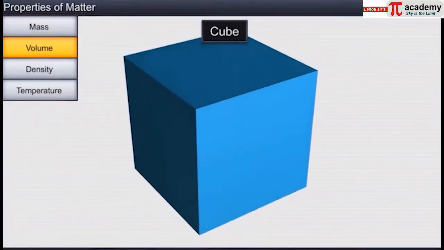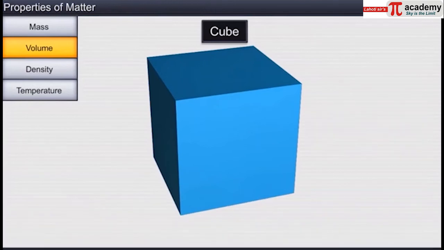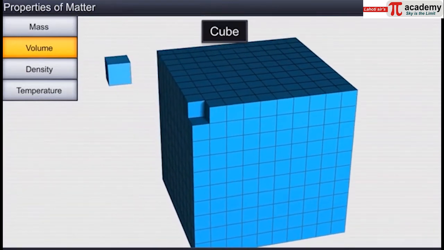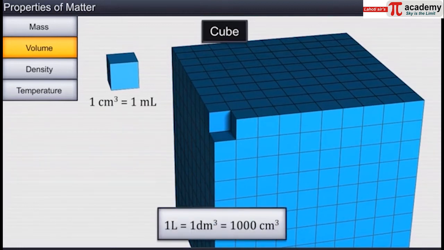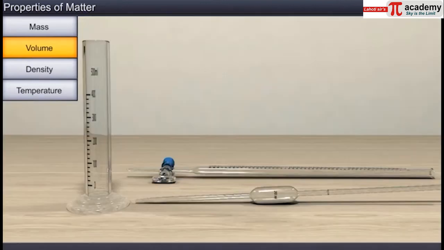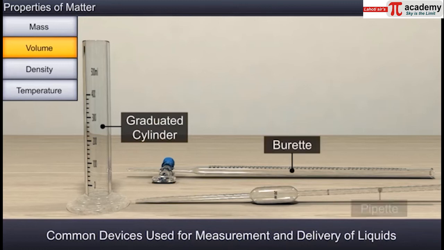Now let's look at volume. The base SI unit of volume is cubic meter. Smaller units, such as cubic centimeters, are frequently used in chemistry. Another unit of volume that is commonly used is liter. 1 liter equals 1 cubic decimeter or 1000 cubic centimeter. Some of the common devices used to measure volume of liquids are the graduated cylinder, burette and pipette.